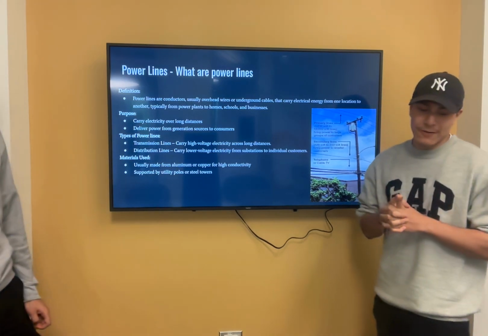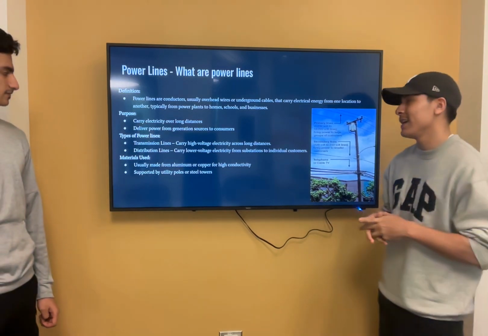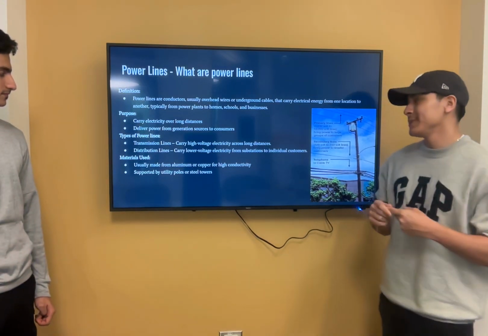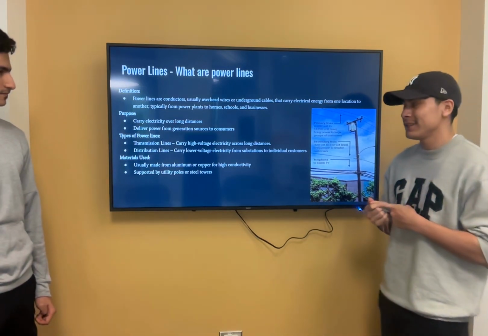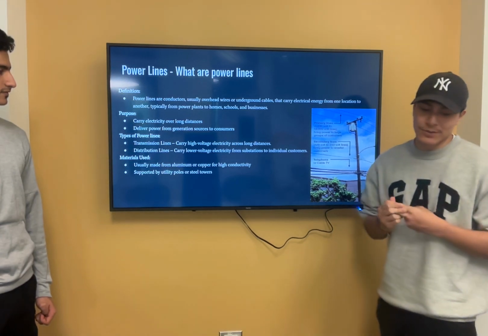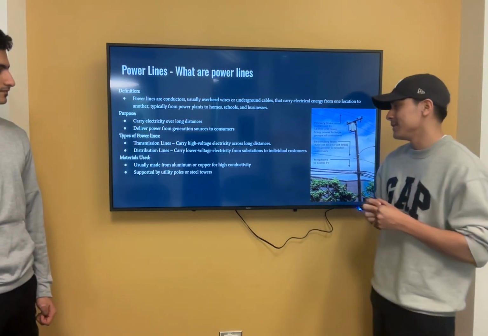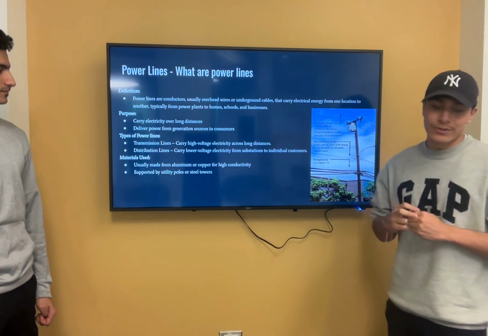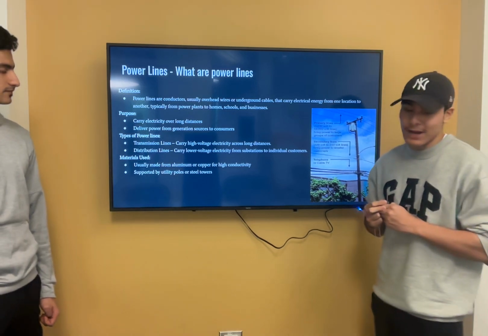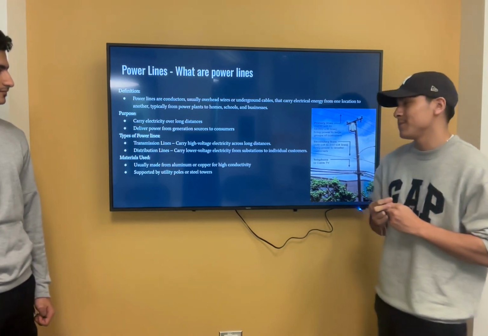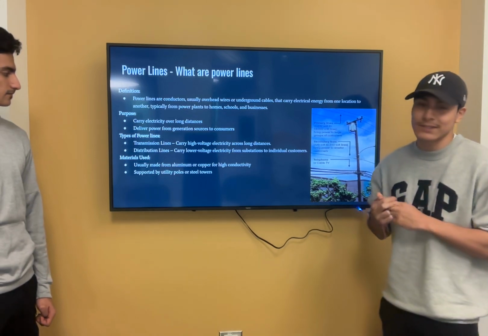There are two types of power lines, transmission lines and distribution lines. Transmission lines carry high voltage electricity across long distances, and distribution lines carry low voltage electricity from substations to individual consumers. They're usually made from aluminum or copper for high conductivity and are supported by utility poles or steel towers.